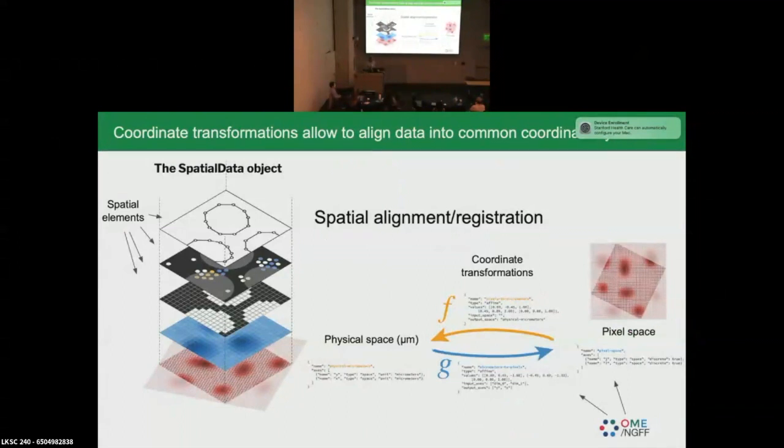And this allows, for instance, to look at the data in physical space, in micrometers, but you could also be interested to look at the data in, for instance, the pixel space, which is what the technologies give you as output for the images.